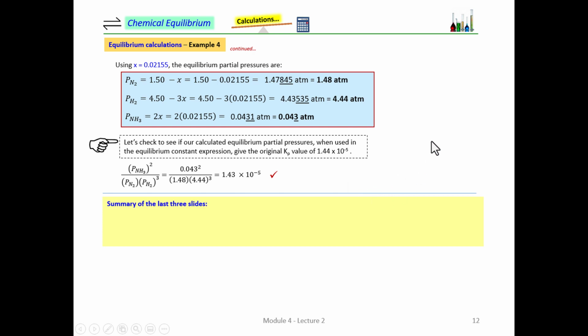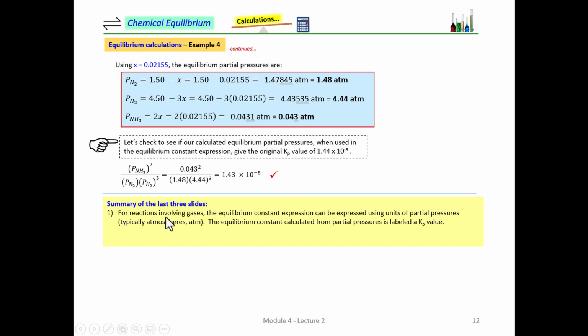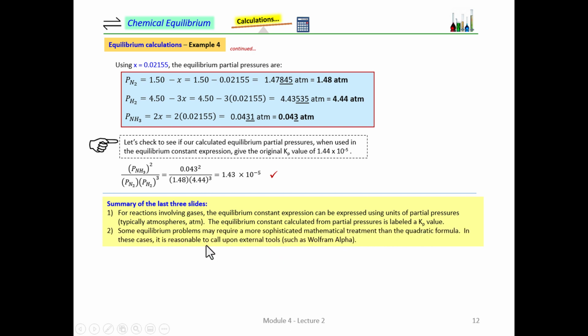So here's a quick summary of the last three slides. For reactions involving gases, the equilibrium constant expression can be expressed using units of partial pressures, typically atmospheres. The equilibrium constant calculated from partial pressures is labeled, of course, a Kp value. Some equilibrium problems, not just ones involving gases, some of them involving molar concentrations and Kc values, do require a more sophisticated mathematical treatment than the quadratic formula. In these cases, it's reasonable to call upon external tools. And again, I use Wolfram Alpha. Doesn't mean you have to use it. This is what I use.